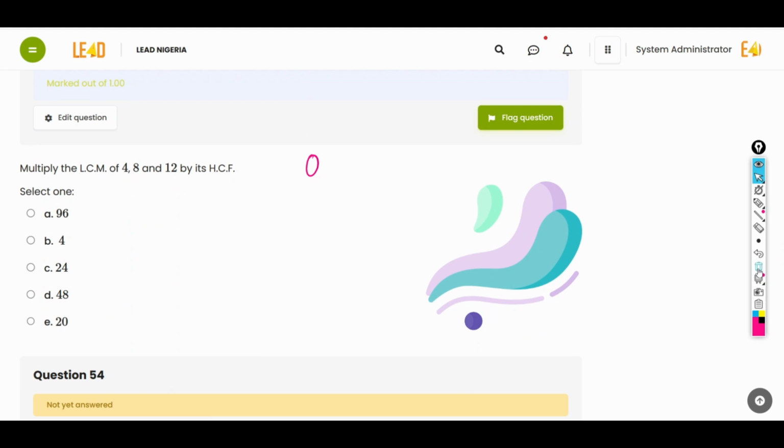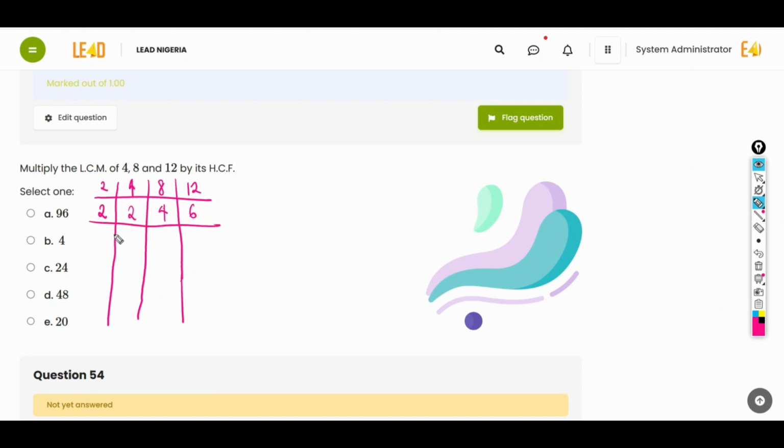Okay, so this is to multiply the LCM of 4, 8, and 12 by its HCF. We would have to first of all find the LCM first. So let's find the LCM of 4, 8, and 12. Then we'll find the HCF. Okay, so LCM, we can start with 2. This will give me 2, 4, 6. We can work with 2 again. We'll have 1, 2, 3.